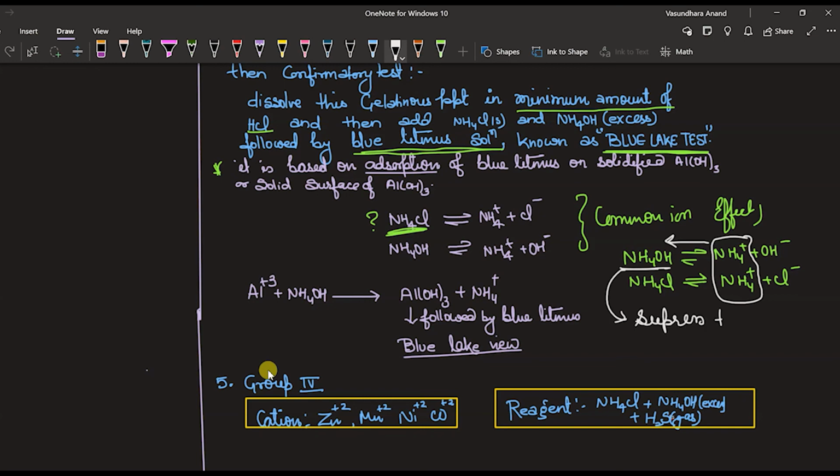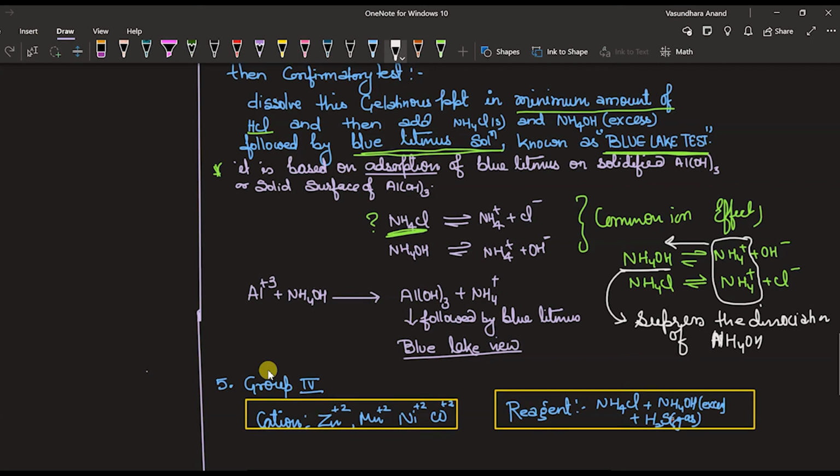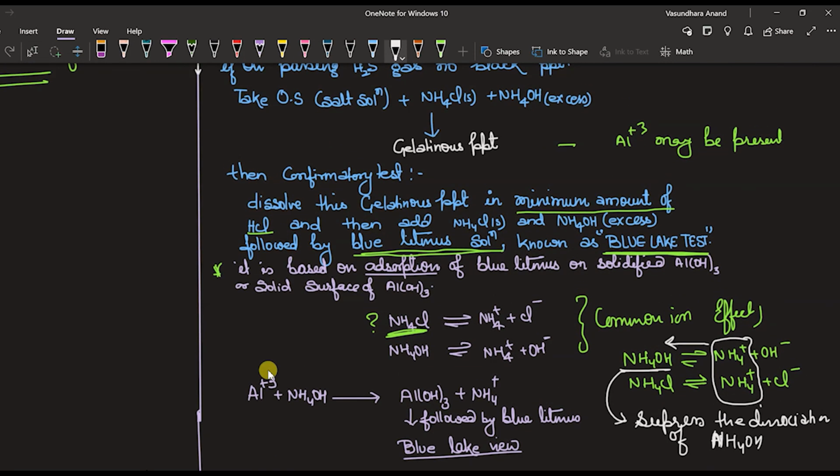the dissociation of NH4OH, and hence OH- will not be abundant in the solution. The aluminium will react with this to give Al(OH)3. It won't be completely solid, you can say it is semi-solid. When we add the blue litmus solution, it will be adsorbed by this compound and give you the blue lake. Got it?